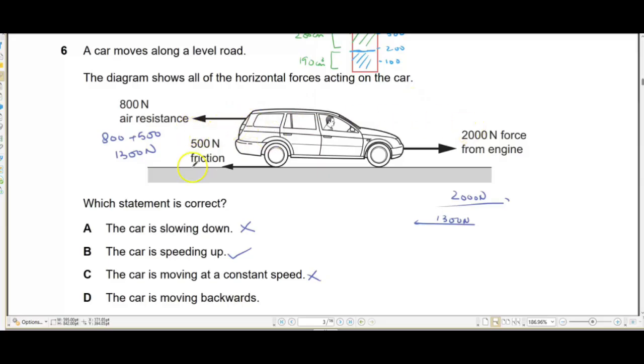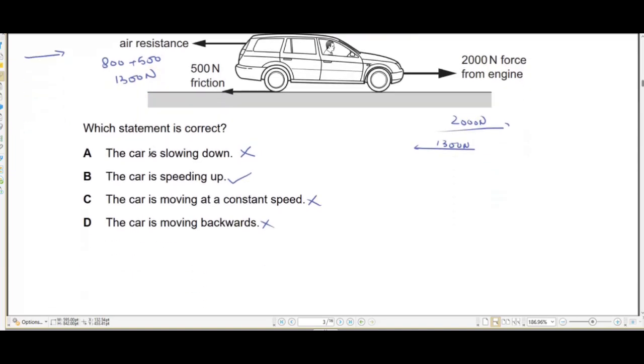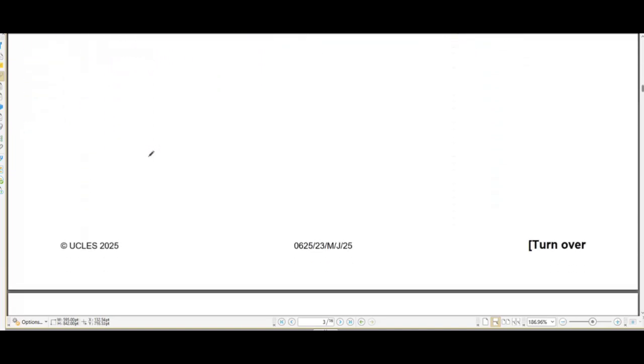The forward force is more than the backward force, and the car is moving backwards. So if the car was moving backwards, then this force wouldn't have been greater. So D is also not correct. Forward force is more, so it is moving in this direction and not in the backward direction. Okay? So B is the correct answer.